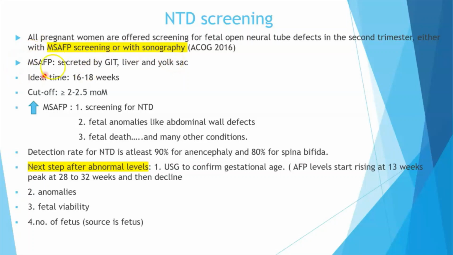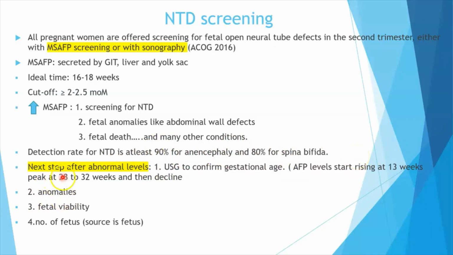So let's study first what is maternal serum alpha fetoprotein. It is secreted by GIT, liver and yolk sac. The ideal time to perform MSAFP is 16 to 18 weeks and the cutoff value is more than or equal to 2 to 2.5 multiples of the median. Now, what does increased MSAFP suggest? First, it is a screening for neural tube defects, but it is also associated with other fetal anomalies like abdominal wall defects, fetal death, and many other conditions which we are going to study later. Detection rate for NTD is at least 90% for anencephaly and 80% for spina bifida.